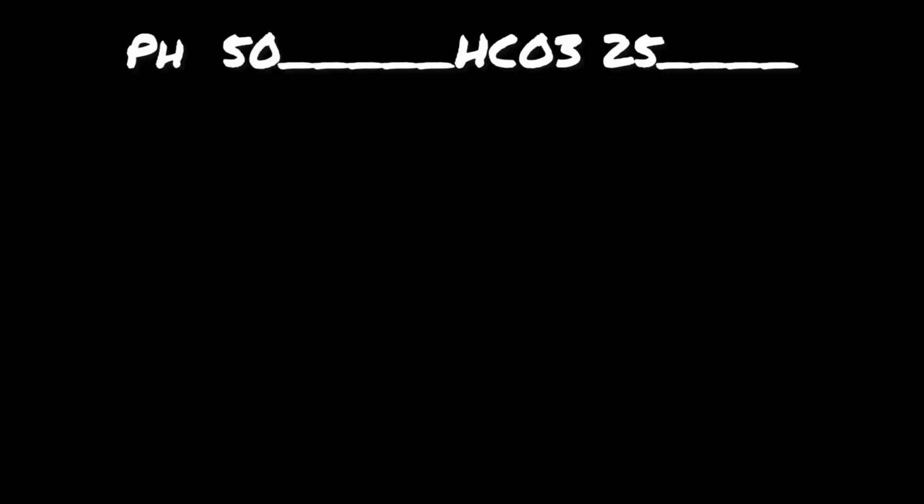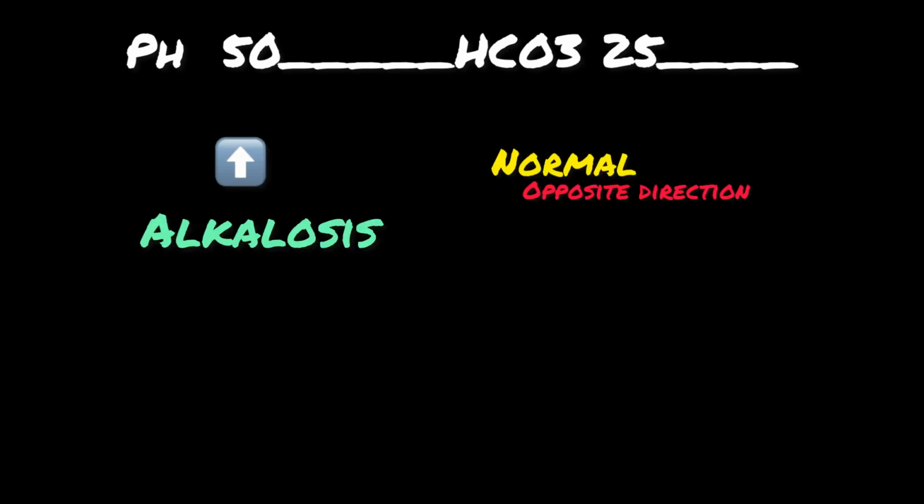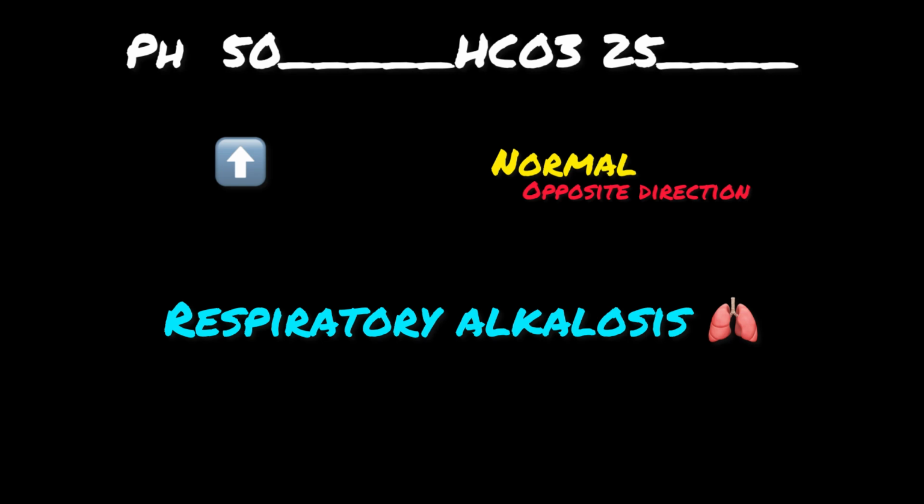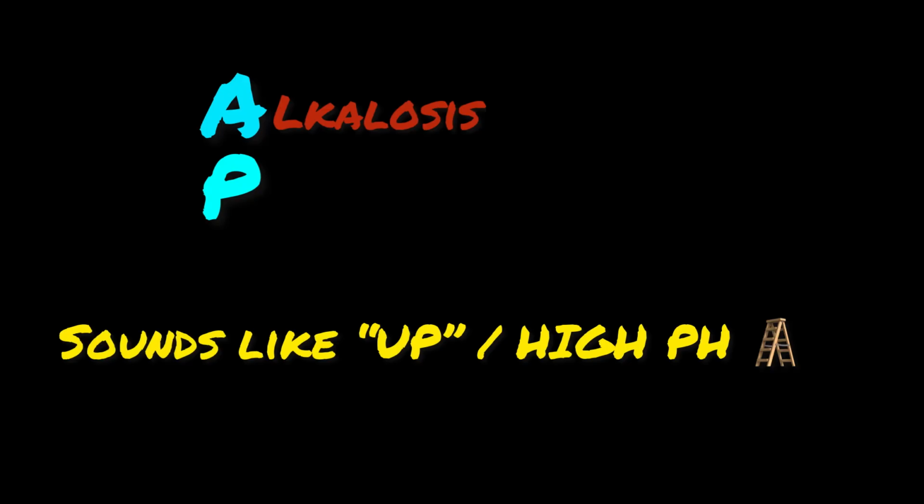Another example, we have pH 7.50 and bicarb 25. pH is up, it means alkalosis. The bicarb is in normal range, but still they are in opposite directions, so it is respiratory alkalosis. Add the letter P to the word alkalosis. It sounds like up or high pH.